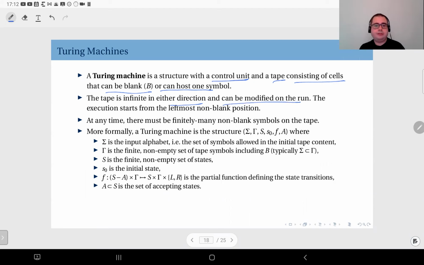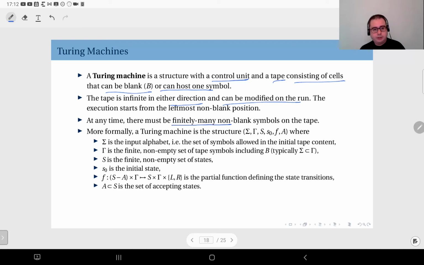When you decide on a state transition, you can not only make the transition, but also overwrite whatever symbol is on the current cell. The tape position is read. The execution starts from the leftmost non-blank position. So you have, let's say, the data or the input already written on the tape, and the leftmost position is going to be the cell that is going to be processed first. And at any time, there must be finitely many non-blank symbols on the tape.